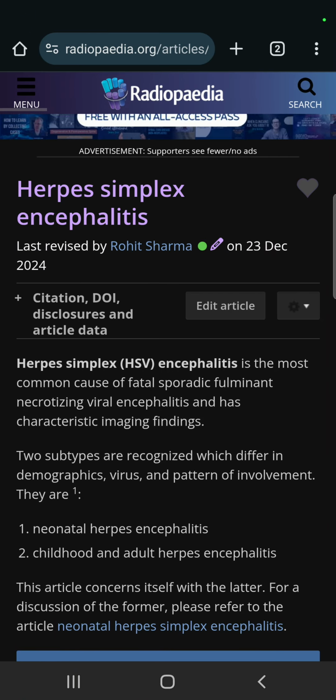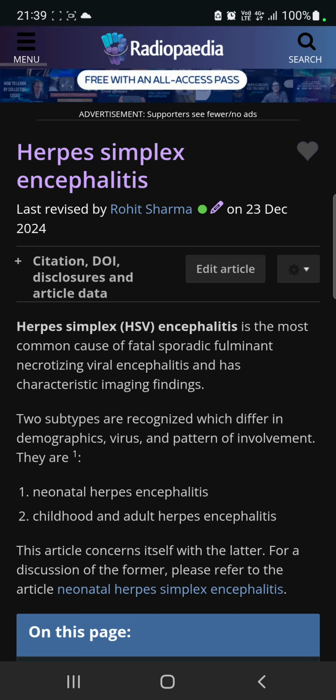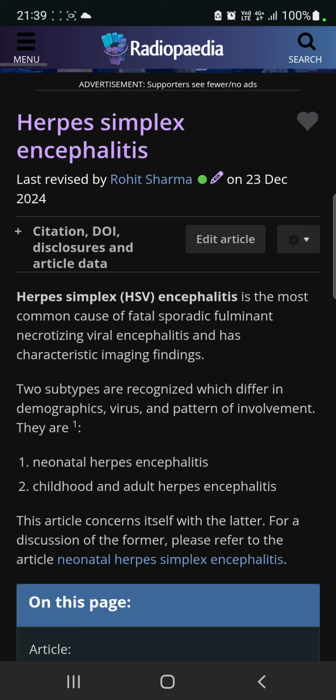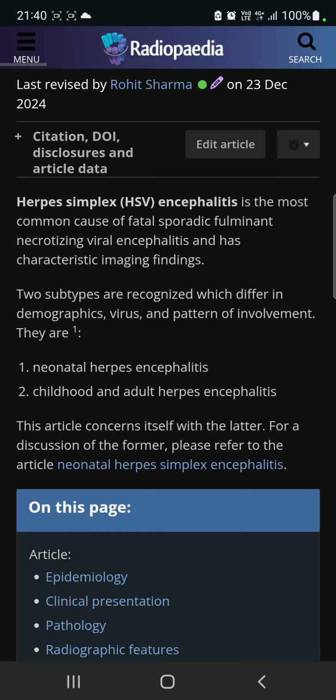Okay, so let's talk about herpes simplex encephalitis. It is usually herpes simplex virus type 1 that reactivates from the trigeminal ganglion. And you can also think about HSV6 in immunocompromised patients. Now, it's quite a dangerous disease.